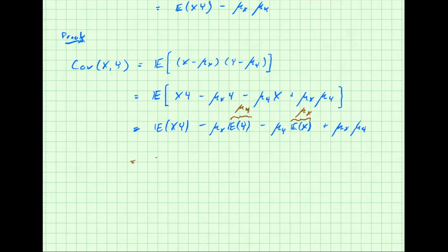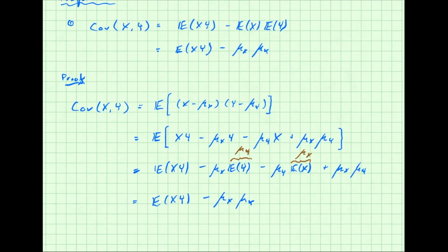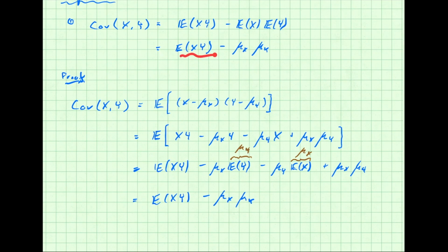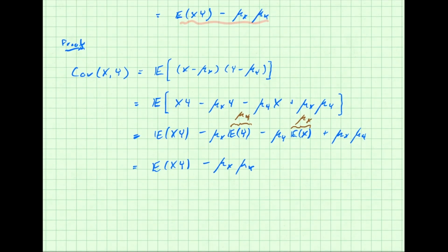So I've got expected value of x times y, and then I've got only one leftover negative term, mu x times mu y. And that was the claimed thing, if you look up here. Right, so that's just a simple proof.